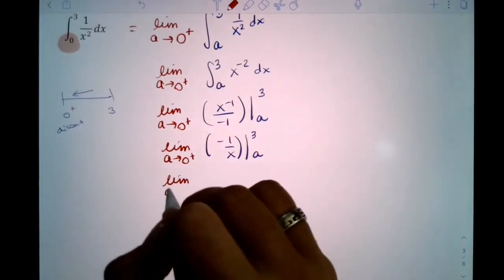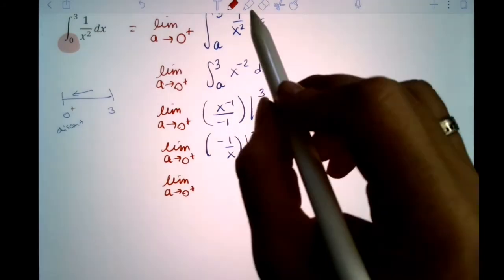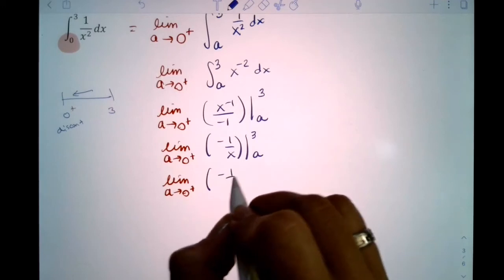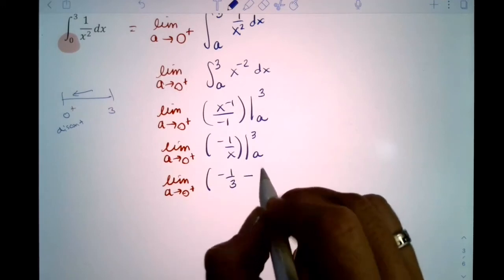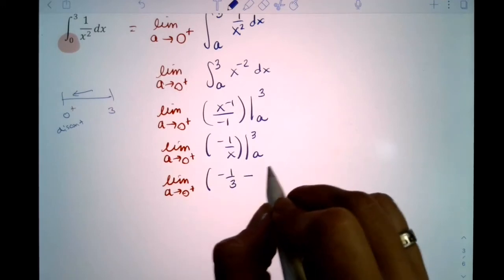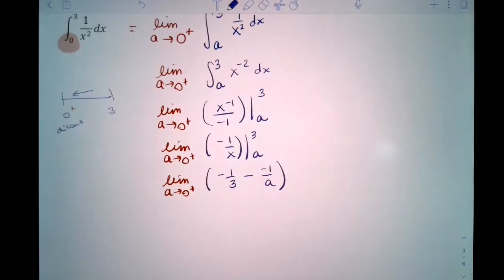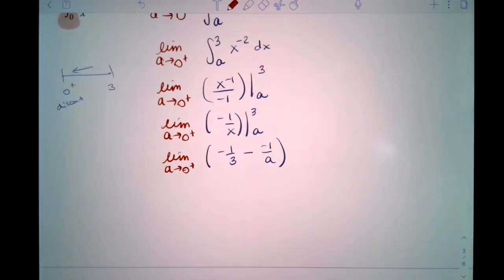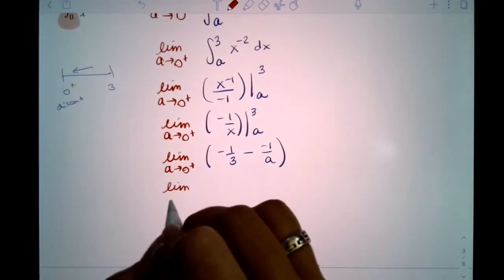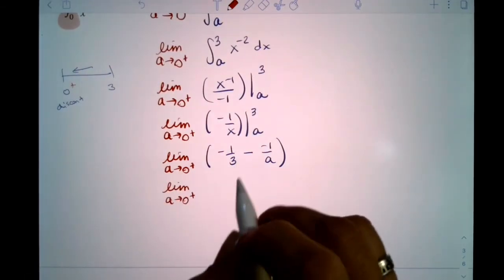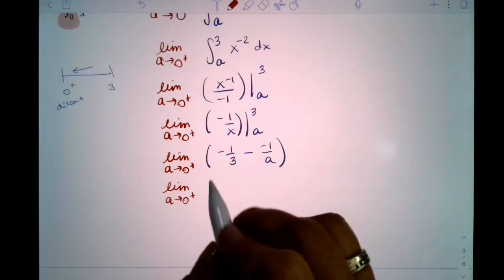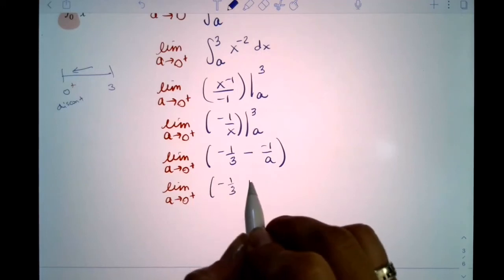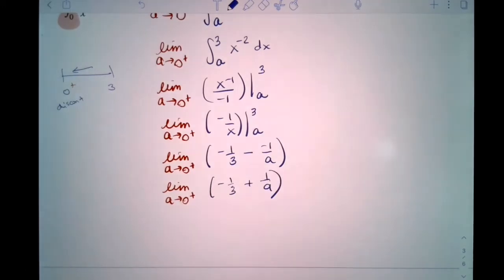But here's where I'm going to evaluate this. I'm going to throw the 3 in, -1/3, and then minus, well, then it's going to be -1/a. So what I'm really ending up with at the end, I've pretty much exhausted all of my work with the fundamental theorem of calculus, but what I have ended up with here is -1/3 plus 1/a.